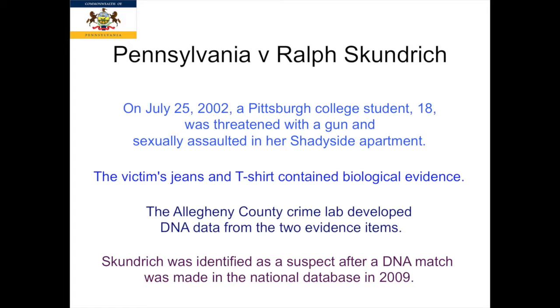And so in this particular crime, he threatened a college student with a gun, and the victim's jeans and T-shirt contained biological evidence. The crime lab in our county took that biological evidence, and they extracted and amplified and separated out by size the DNA. And once Ralph Skundrich was identified as a suspect in a CODIS hit, then we could start analyzing the evidence.